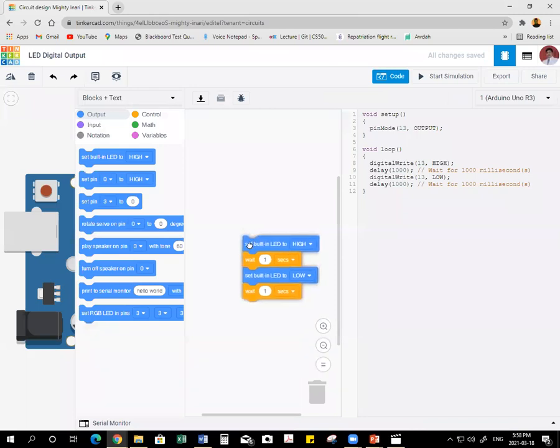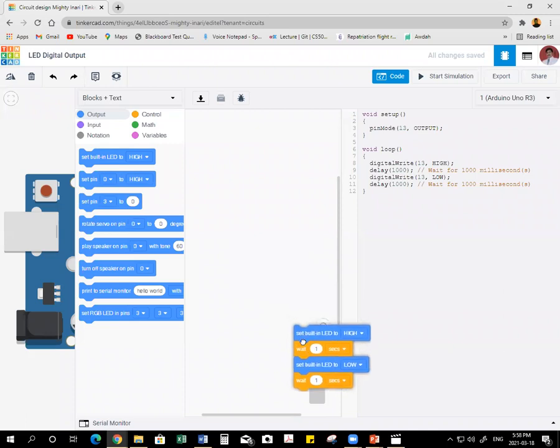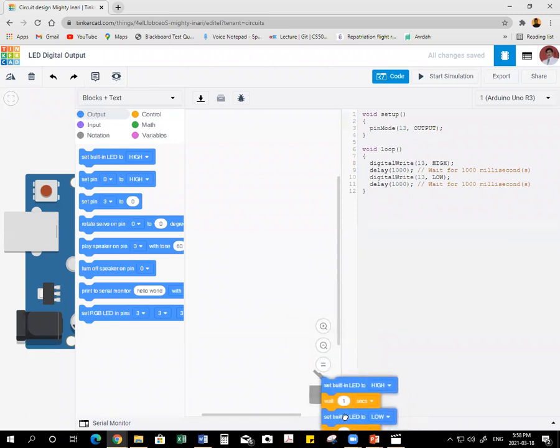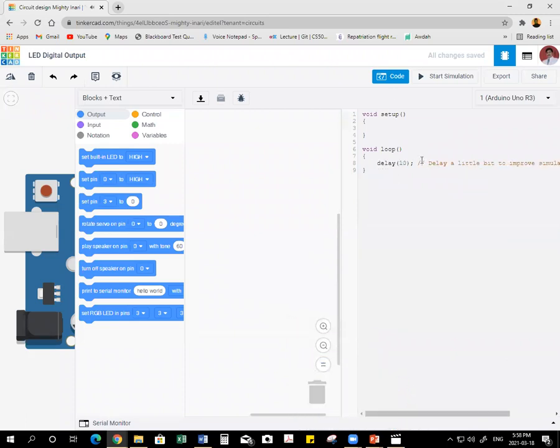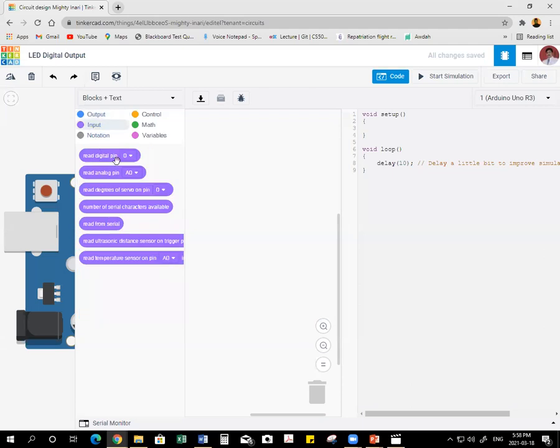So if I remove these complete blocks and put them in the bin here, there is a bin here. Yeah, see, everything is gone. All the program is gone. Now these are the input controls: read digital pin, read analog pin, read degrees of servo pin, number of serial characters available, read from serial, read ultrasonic distance sensor, read temperature sensor. By default they built the blocks and kept them here, and we can immediately use them for input.